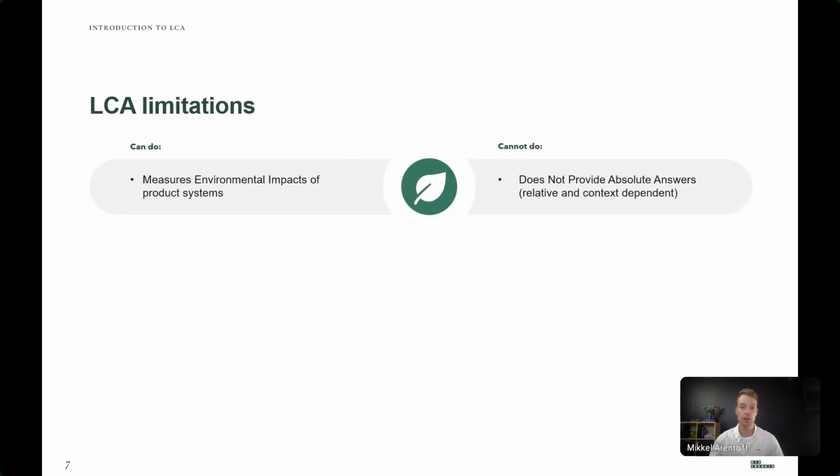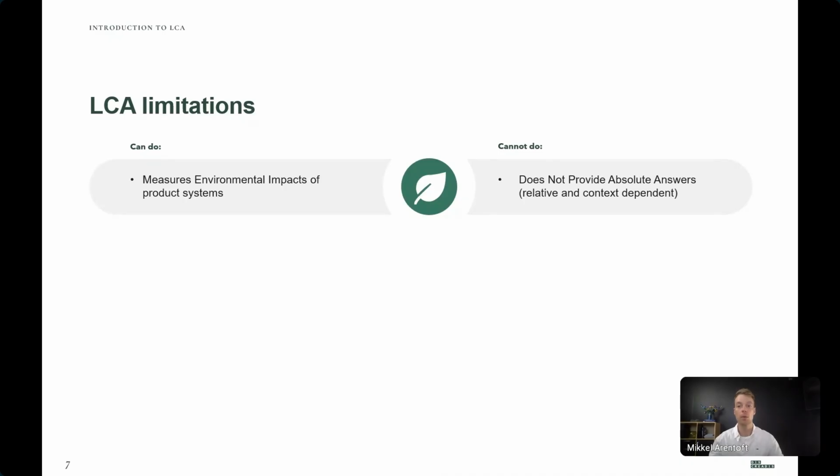The LCA is a methodology, it's a structured approach, and it does have limitations. It is used to measure the environmental impact of the product in focus, but the result is only as certain as the data being input into this methodology. It cannot be used to answer if your product is sustainable. It can only provide a relative answer.